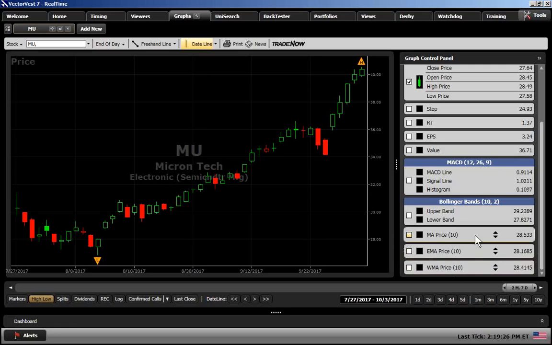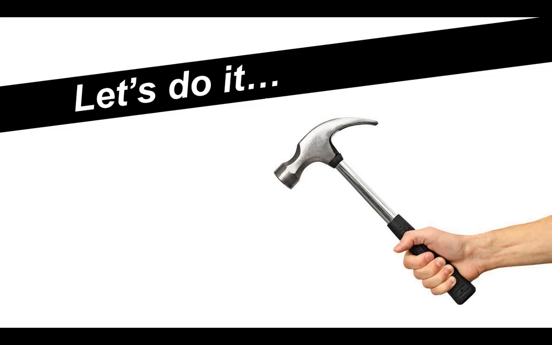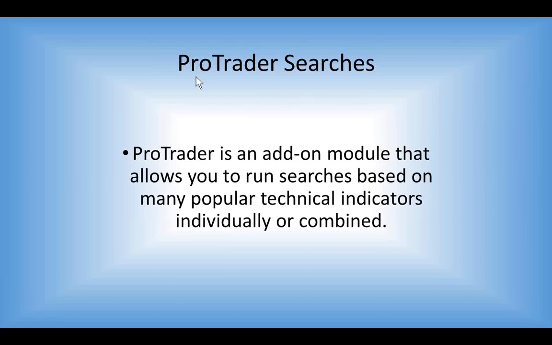All right, so now let's ask the next question. What is ProTrader? We use ProTrader in the software specifically for searches. So now I told you that you can put any technical indicator on a graph. You don't need anything. But if I want to search on those technical indicators, that's where ProTrader comes in. ProTrader is an add-on module that allows you to run searches based on many popular technical indicators. You can do it individually or combined.